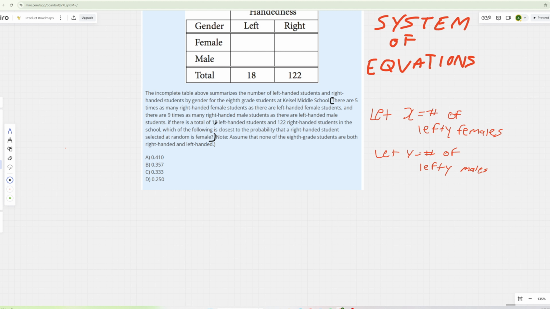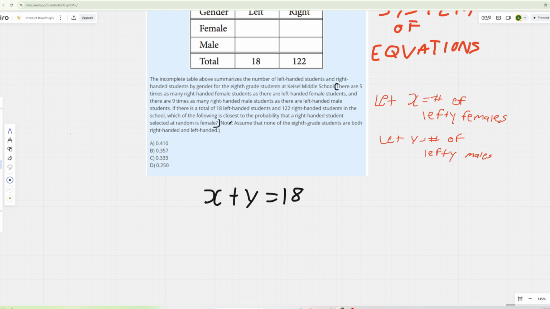So it says there's a total of 18 left-handed students. Well, x plus y equals 18, right? The number of lefty females and lefty males, that's 18. And 122 right-handed students. So how many right-handed females are there? There's 5 times as many, so 5x plus, and then there are 9 times as many right-handed male students, so 9y equals 122.